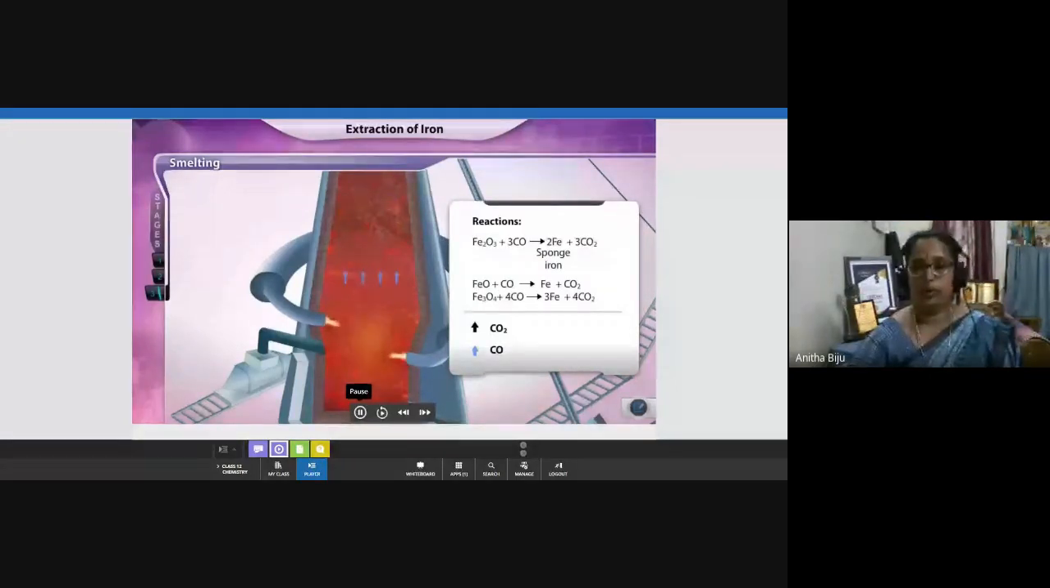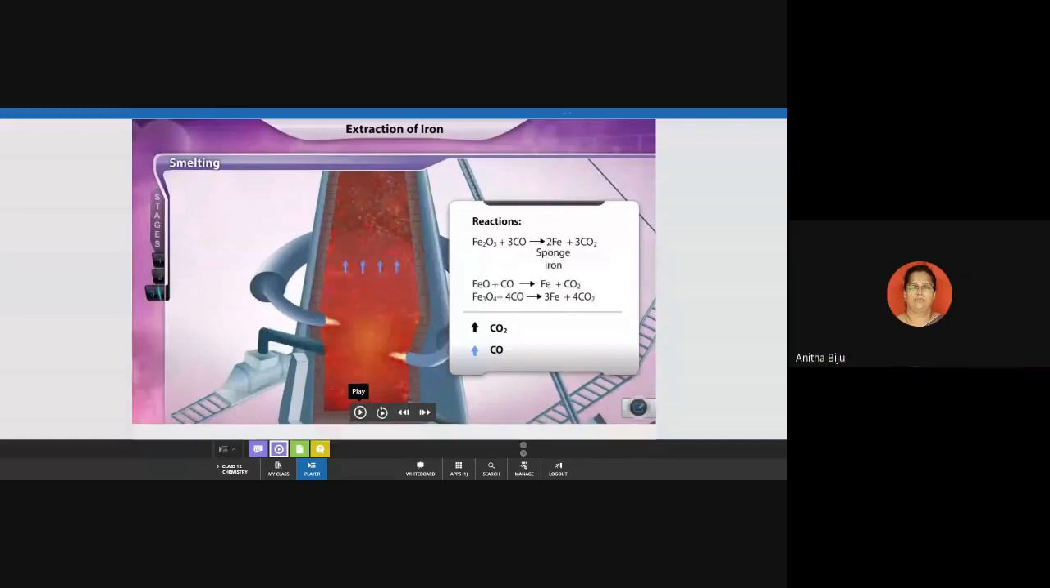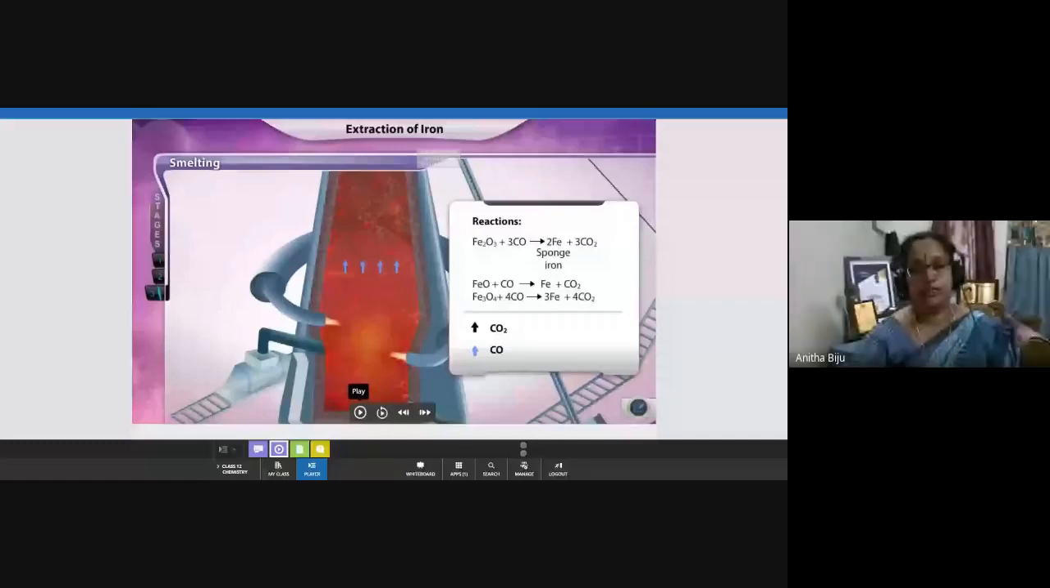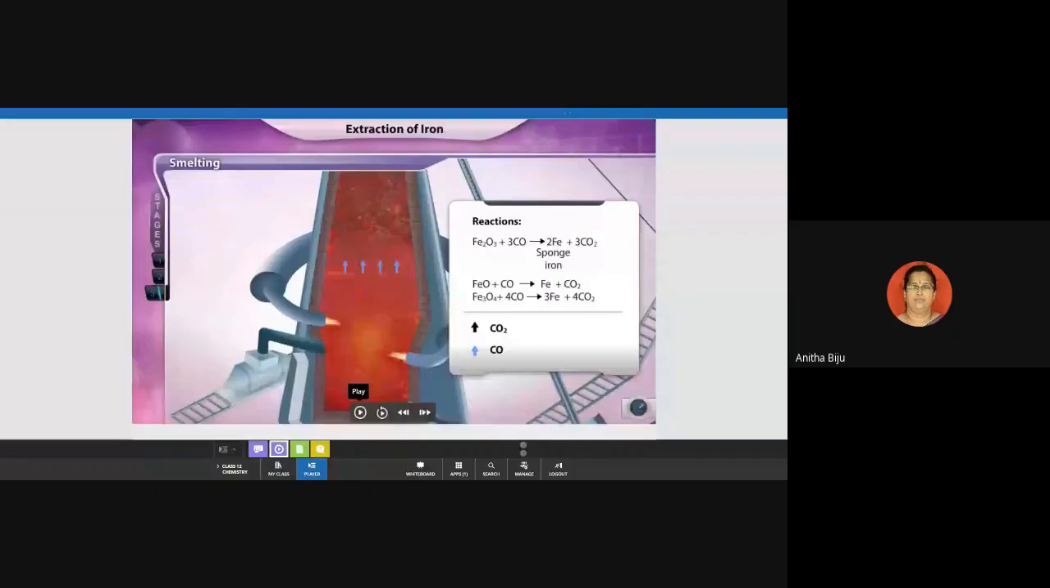Carbon monoxide reduces the iron oxides in the ore to iron at this temperature. So you can mention all the equations. Fe2O3 is the ore, which reacts with carbon monoxide. Here the role of carbon monoxide is reducing agent, resulting in iron and carbon dioxide. FeO is also present along with the compound, which reacts with carbon monoxide forming iron and carbon dioxide. Fe3O4, in small quantity, is also associated there. It also gets converted into iron, spongy iron.